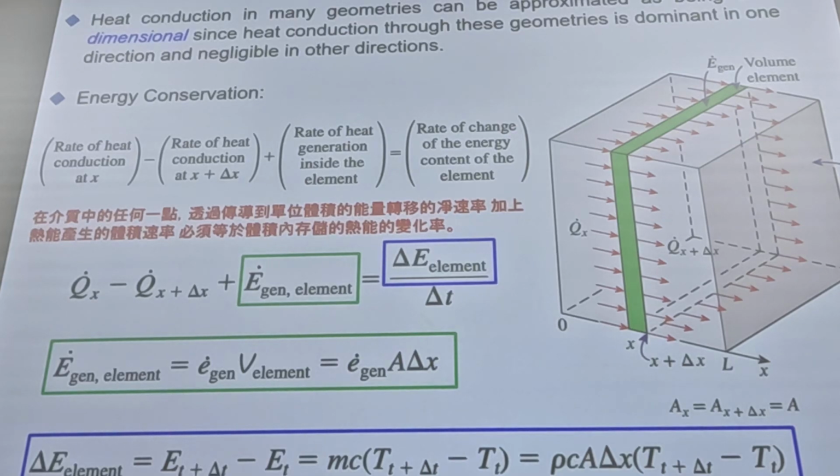So the delta E of the element equals the next time point, t plus delta t, minus t, equals the density times the specific heat, and then times the temperature change, and then you get those terms. It's quite similar to what we derived, but I found it's really hard to read, so that's the reason we reconstruct the process.